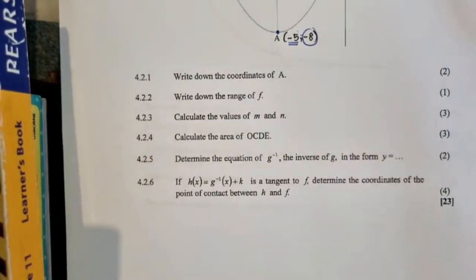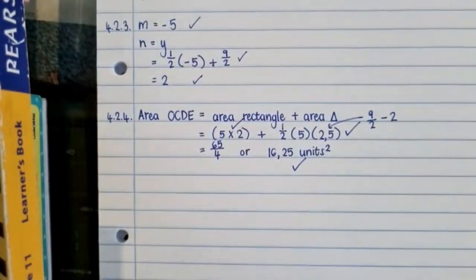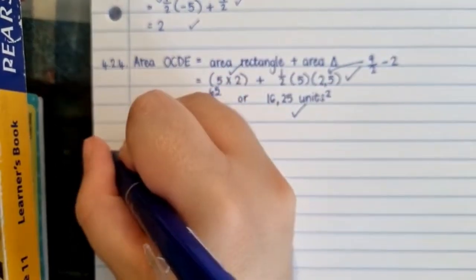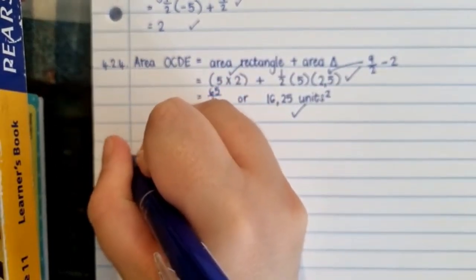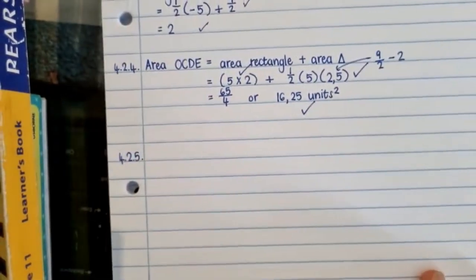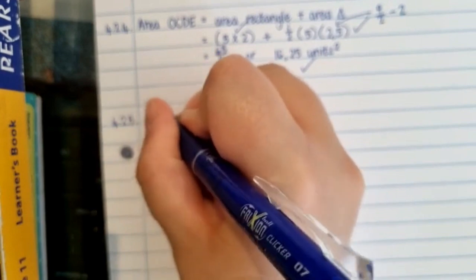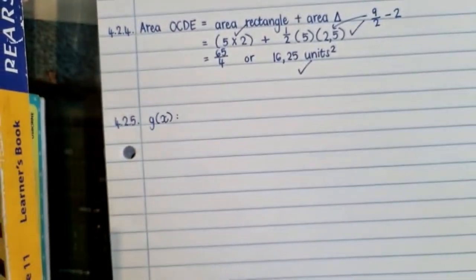Okay, so now whenever they're asking you to find the equation of an inverse, I suggest that you write the equation of the original graph first. So 4.2.5. And don't write it in function notation. So don't write it with g of x. So I'm just going to do g of x like this with a colon.